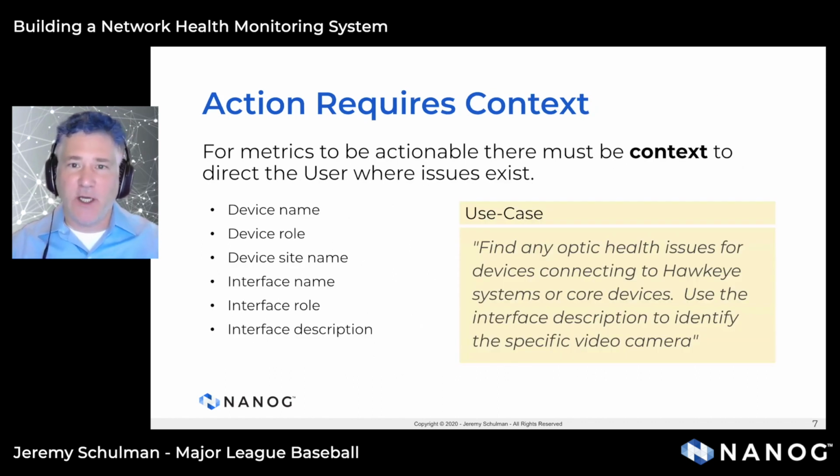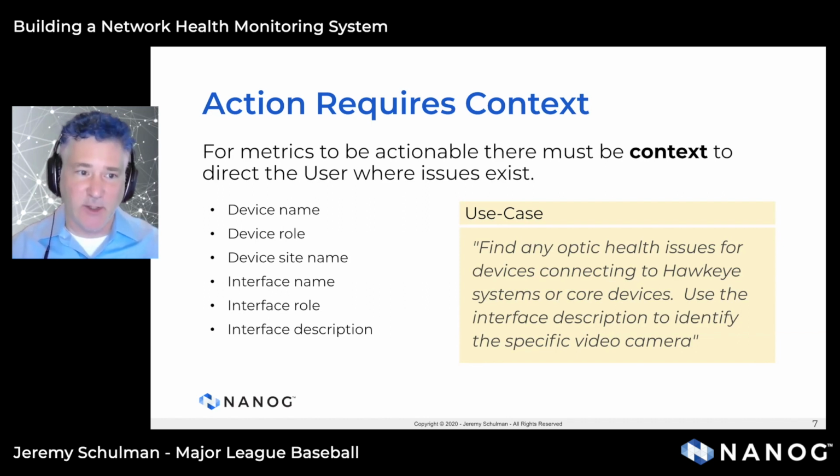And when I talk about action, action requires context. So we want to understand where the problem is occurring. The context is often referred to as metadata, or if you're familiar with storing data into time series databases, sometimes they call those tags or fields. But the context is what allows somebody to pinpoint where a problem arises in the network.